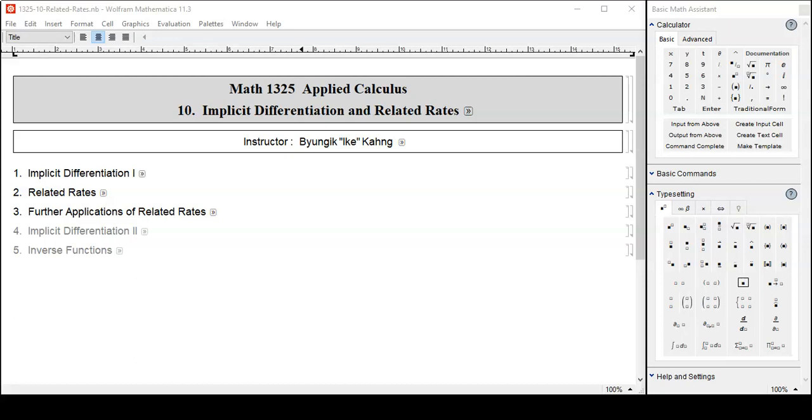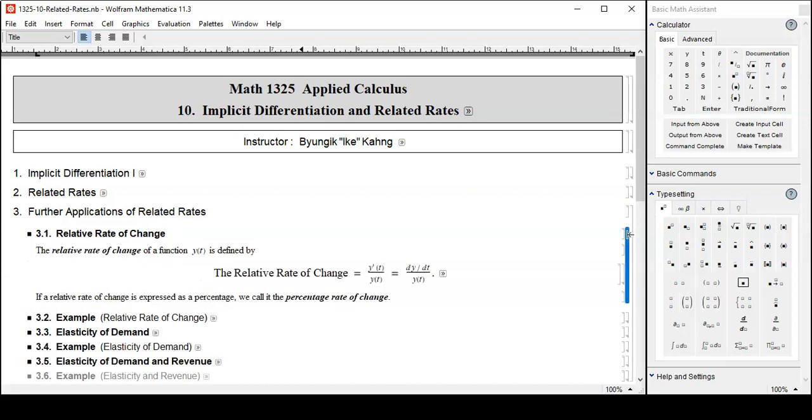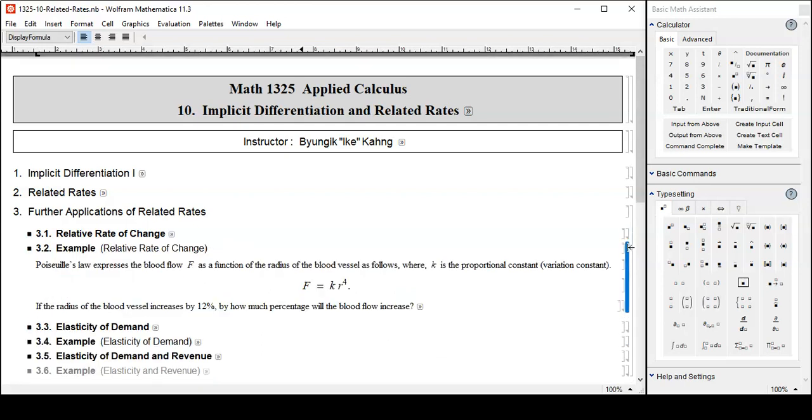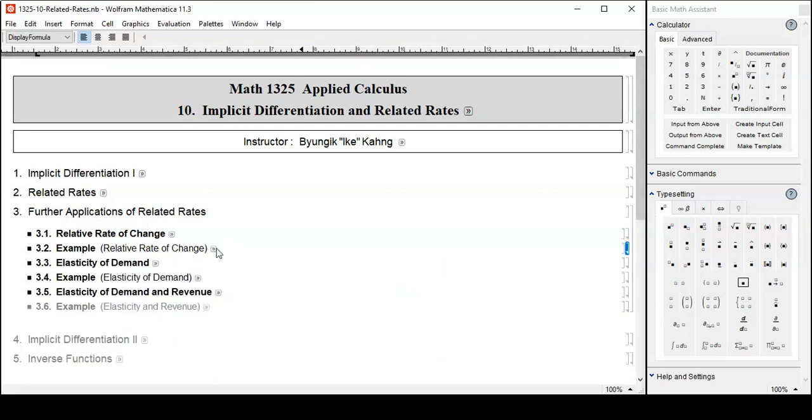Hello students, welcome back. Let's resume section 3. Previously, we studied the relative rate of change, y prime over y. And then we went through an example problem that came from biology. That much is required to everybody, the first 1/3 of this section. Now, how about the latter 2/3? Well, that part is not for everybody.